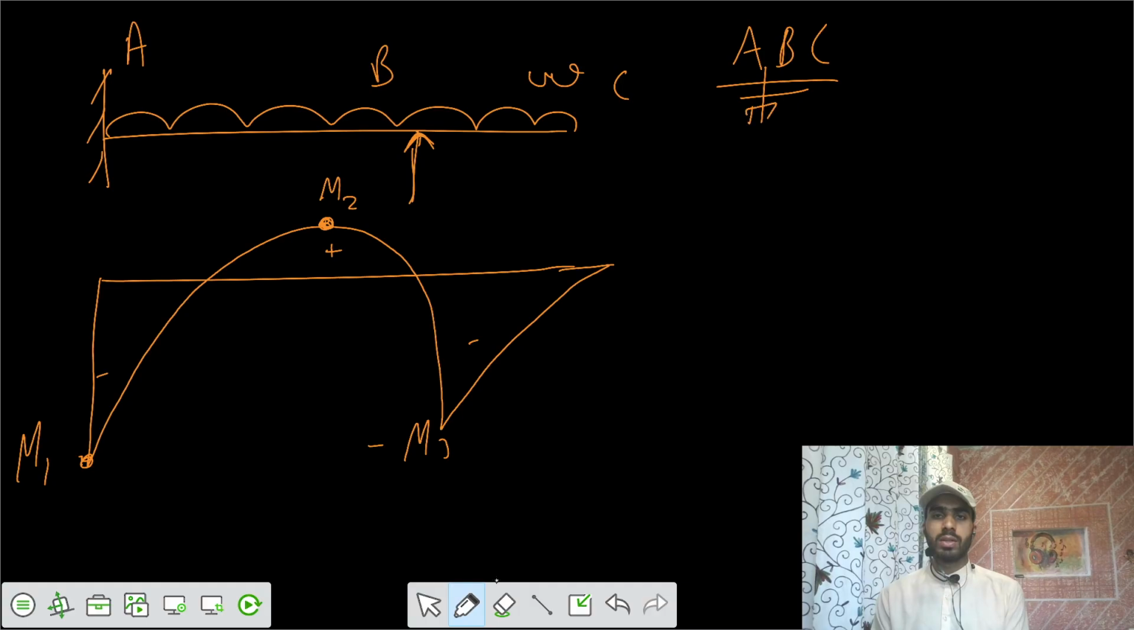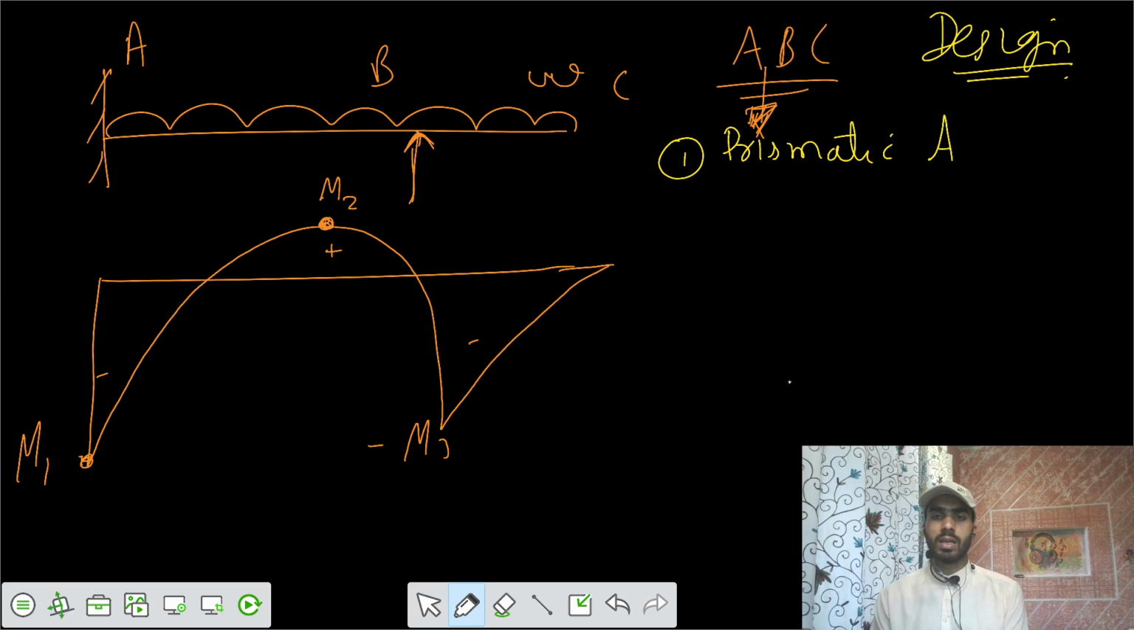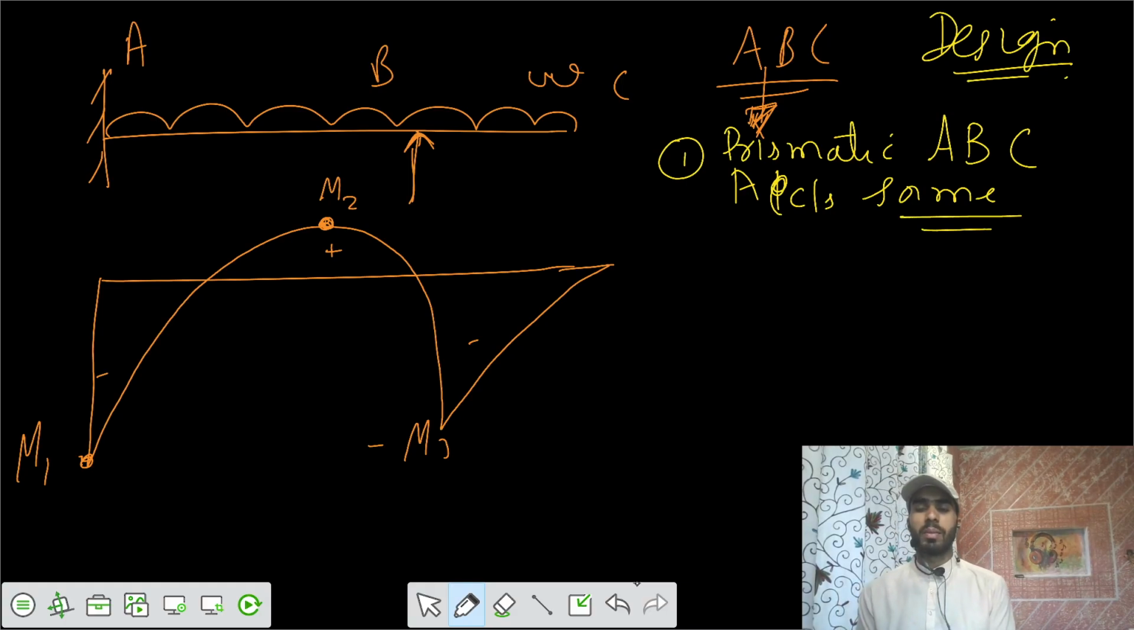Now two possibilities arise for the design. First one is that if you want a beam of uniform cross section, a prismatic beam, prismatic ABC, meaning the AB beam and BC beam, or we can say directly ABC. Prismatic means the area of cross section is the same for the entire length. Then how can you design this beam?